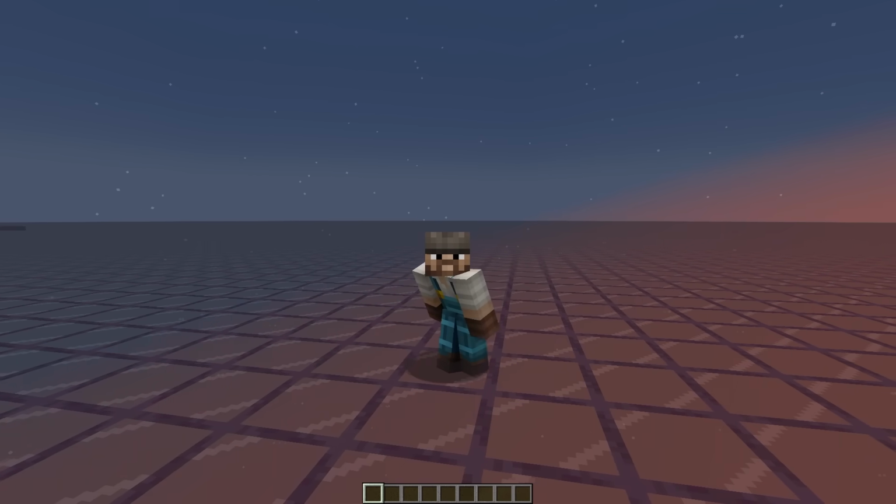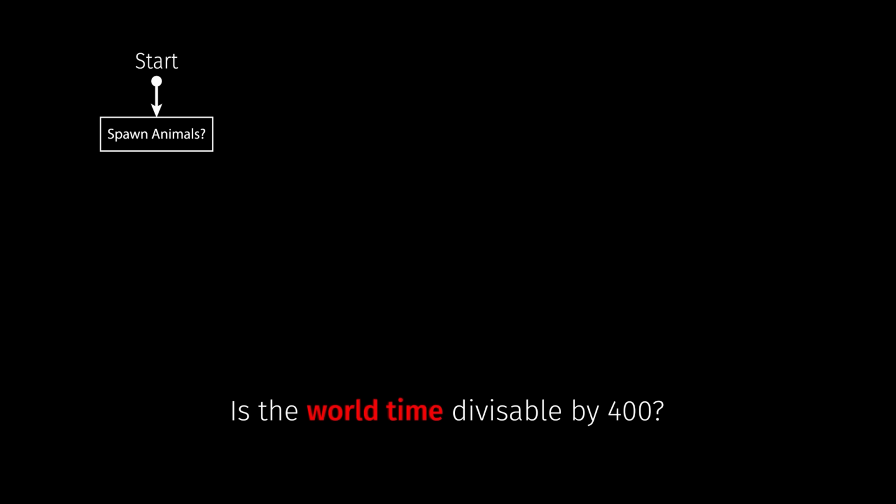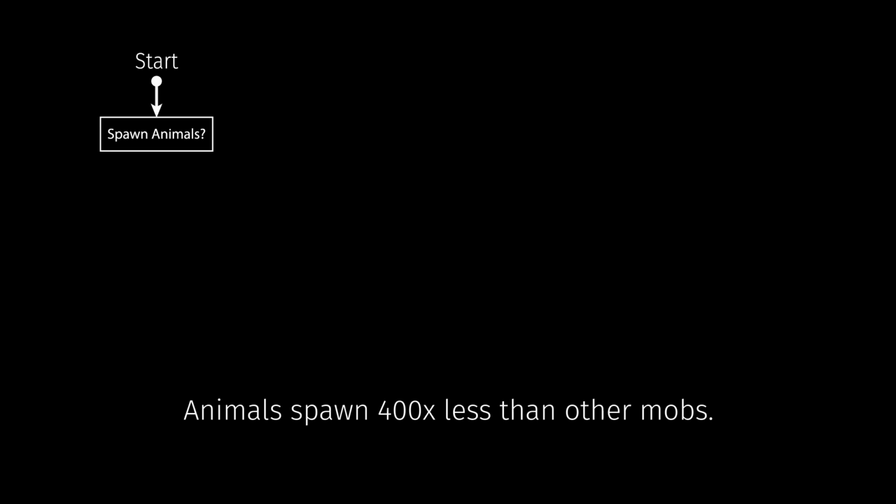So there are a couple of parts here that are important. The basic flow is as follows. The very first thing the game checks is if the world time is divisible by 400. If not, all animal spawning is skipped. If so, animal spawning continues for this tick. This is why animal spawning is so slow. It's intentionally 400 times slower than all other spawning.